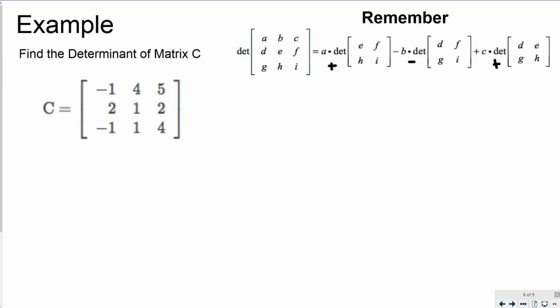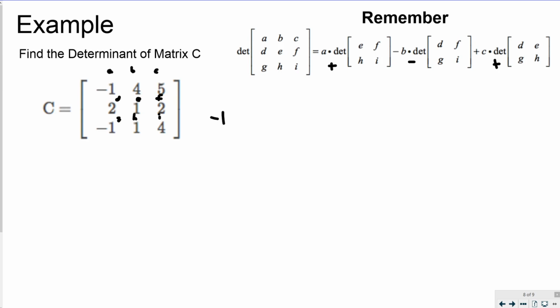So to find the determinant of matrix C, I'm going to label these elements A, B, C. This is element D, E, and F. This is G, H, and I. With that in mind, I'm going to set up my formula. So element A, -1, and that's going to be multiplied by the determinant of that.